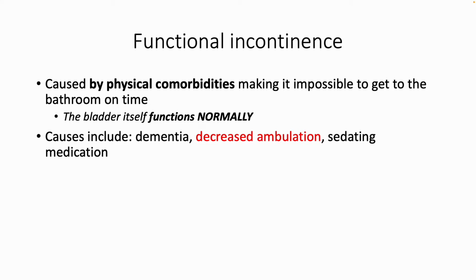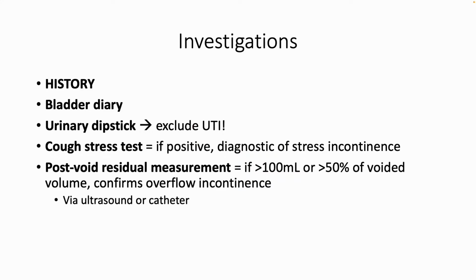Now that I've given you this brief overview of each one of those types, I would like to talk about the different investigations that can be done. So most important is the history. It will give you all the clues. If someone's coughing and peeing themselves doing so, it is leading you towards stress incontinence. If someone gets sudden urges to pee and cannot control them, that can point you more towards urge incontinence.